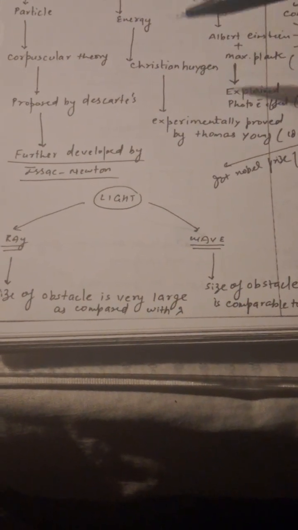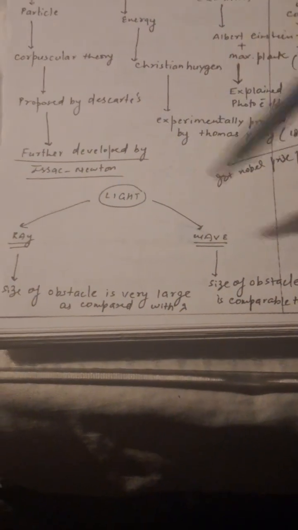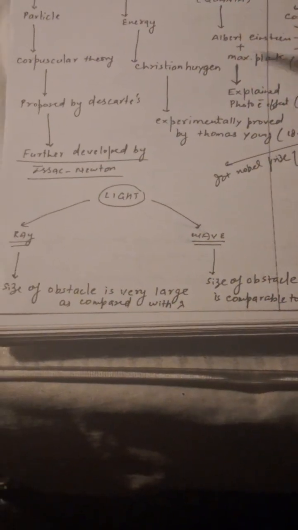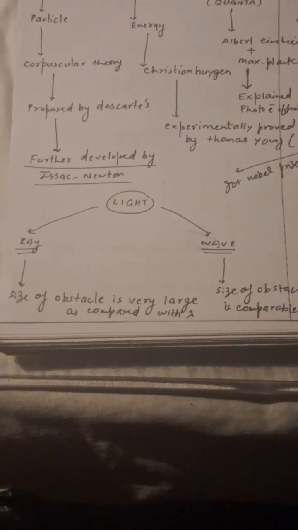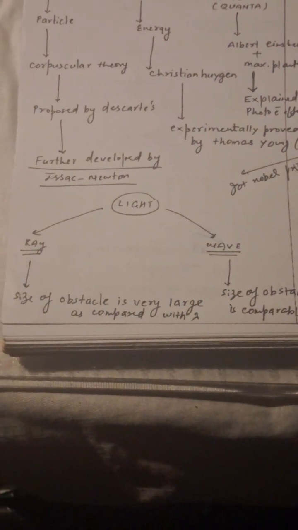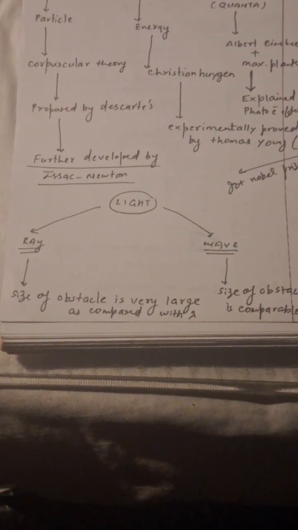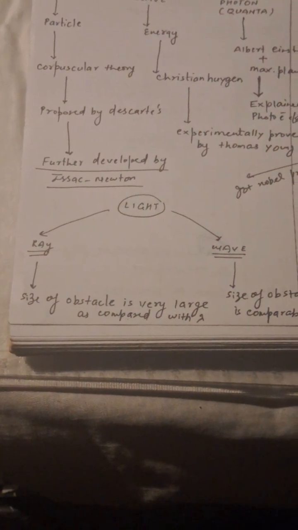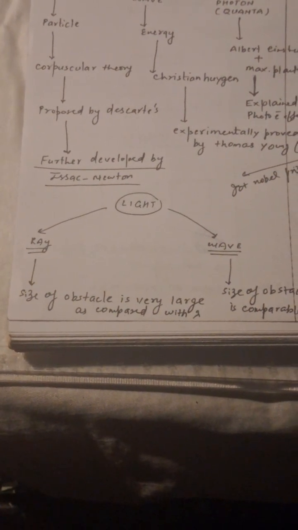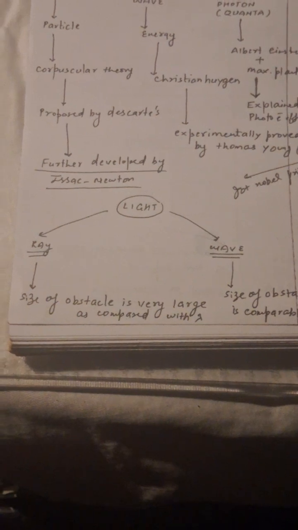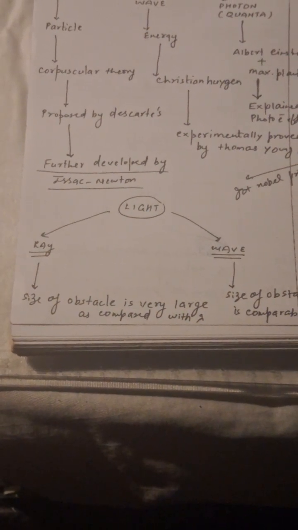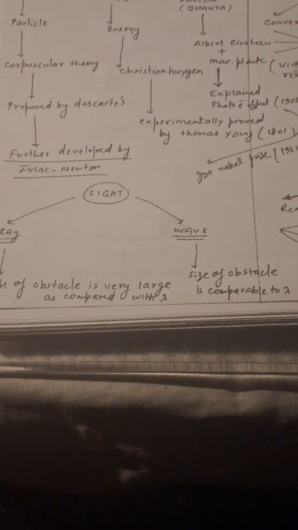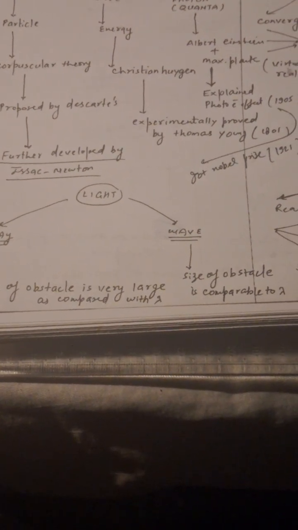So let's now start with the study of light as a ray and as a wave: when it behaves as a ray and when it behaves as a wave. Light behaves as a ray, or travels in a straight line, or is made up of particles, when the size of the obstacle is very large compared to the wavelength of the light. Then light seems to travel in a straight line and behaves as a ray.